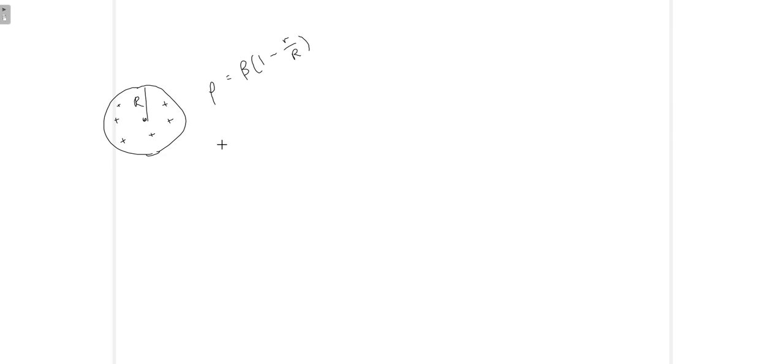First question asks to find the total charge in the spherical region. In order to find the total charge, we want to add up the charge of every single point in the sphere. So we're just going to integrate from 0 to R. So the total charge is equal to this integral from 0 to R.